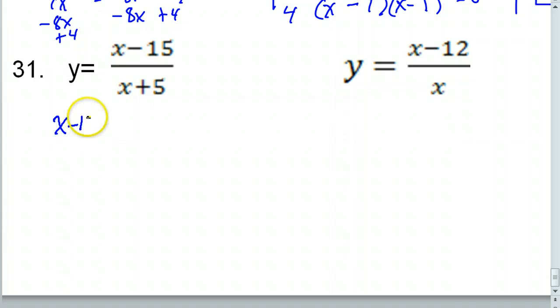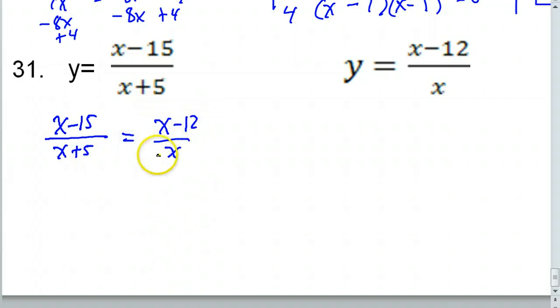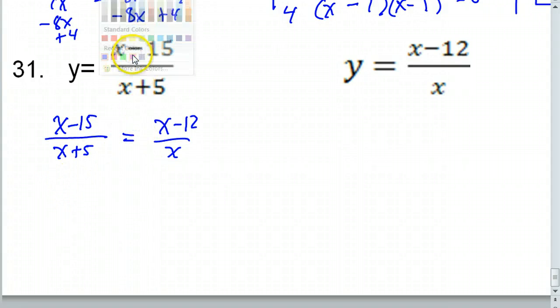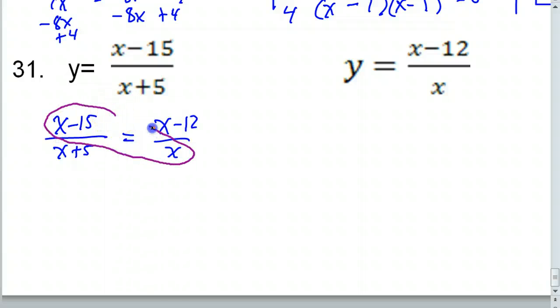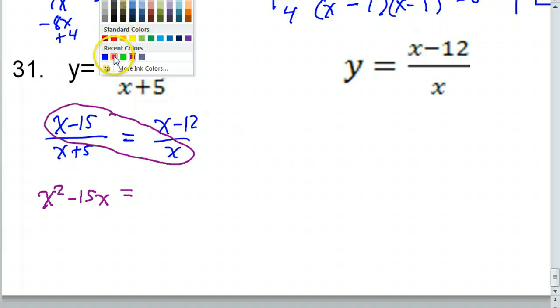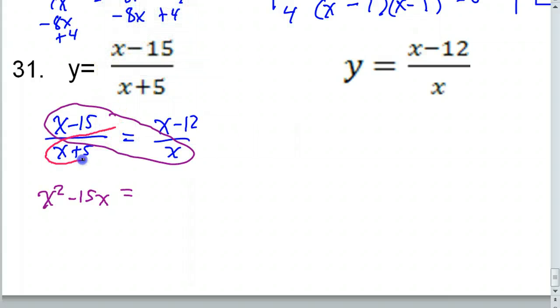So that will give us x minus 15 over x plus 5 is equal to x minus 12 over x. If I cross multiply, okay, so I'm looking at my diagonals. So I'm going to multiply this, and that's going to give me x squared minus 15x equals, all right, and then I'm going to do this. Okay, well this actually is going to have to be double distributed. So I've got x plus 5 times x minus 12.